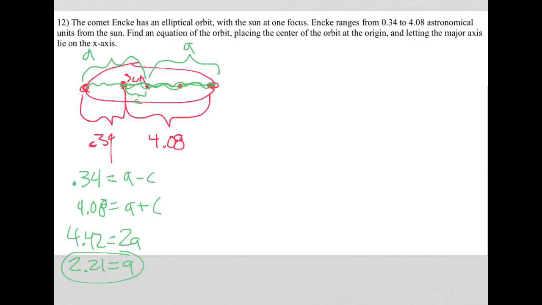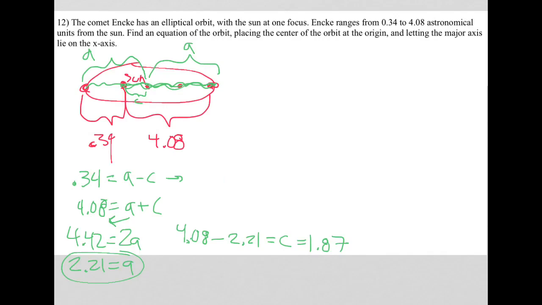Okay, well, if we know our A value, then we can figure out our C value. So let's use this equation: 0.34 equals 2.21, our A value, minus C. I lied. I'm going to be lazy, and I'm going to use what, in my opinion, is the easier equation. We're trying to solve for C, so let's just subtract that A over to get 4.08 minus A, which is 2.21, equals my C value, and let's crunch that. 4.08 minus 2.21 gives me 1.87 as my C value.